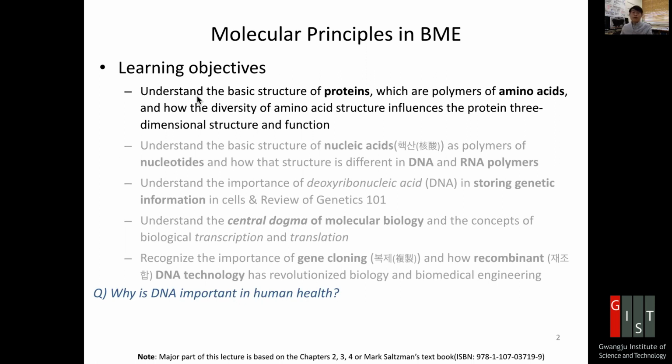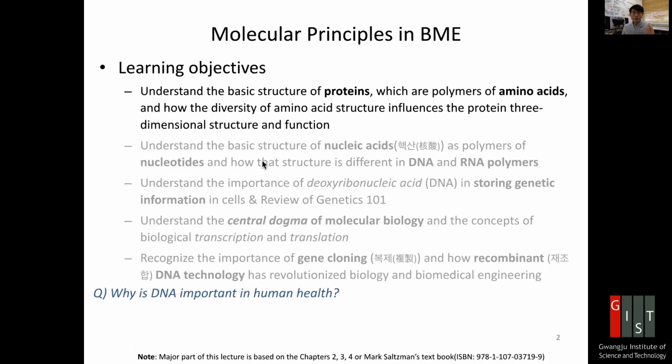So we understand the basic structures of proteins, which are polymers of amino acids, and how the diversity of this amino acid structure influences the protein's 3D structure, the dimension, and its function. And the goal for this is to lead you to the nucleic acids as polymers, and how their structure is different in DNA and RNA polymers.